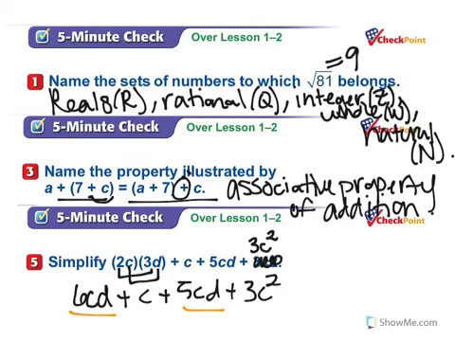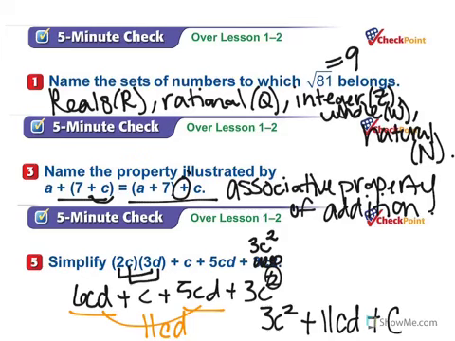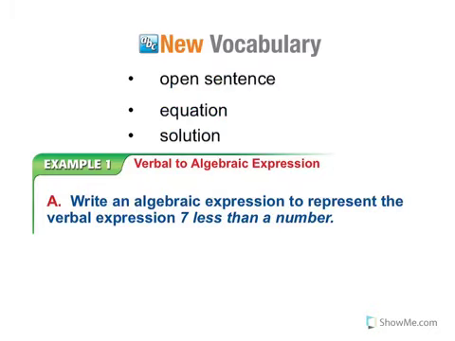The 6cd and the 5cd will go together, which gives us 11cd. Then we've done all that we can do, so we rewrite this with the biggest power first. So we have 3c squared plus 11cd plus c. And now we're on to the new stuff.